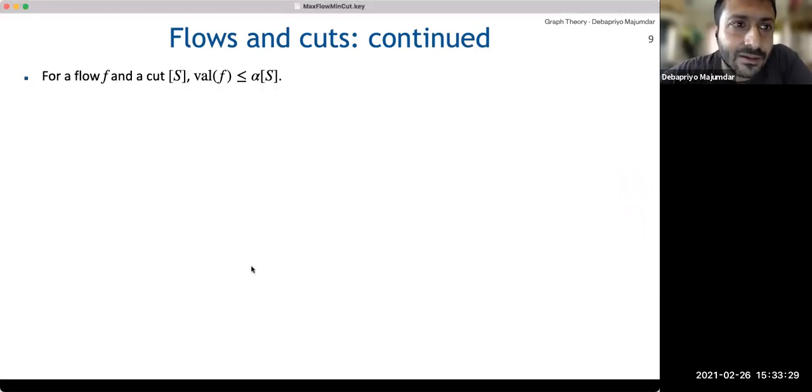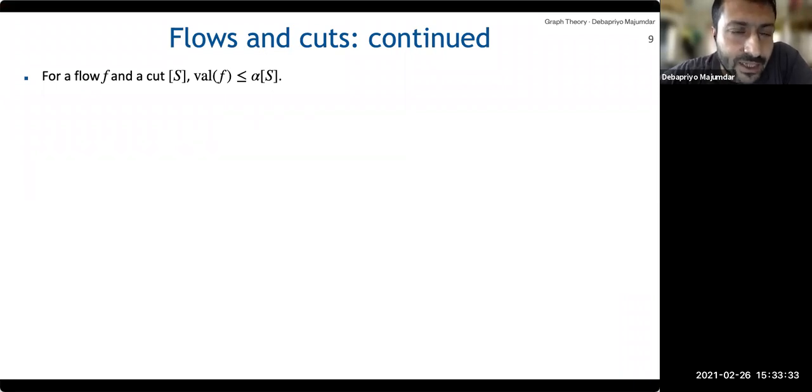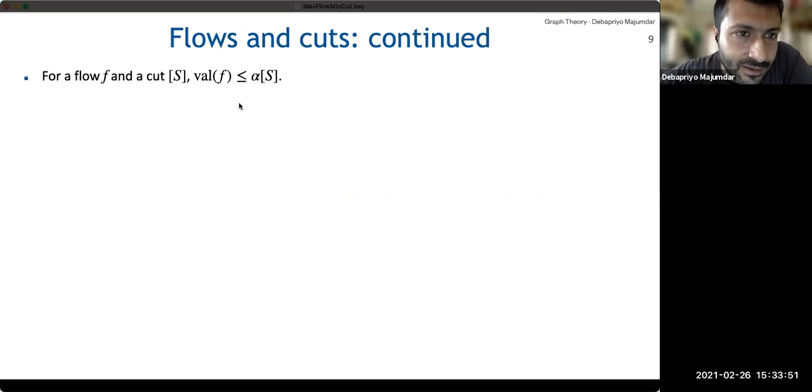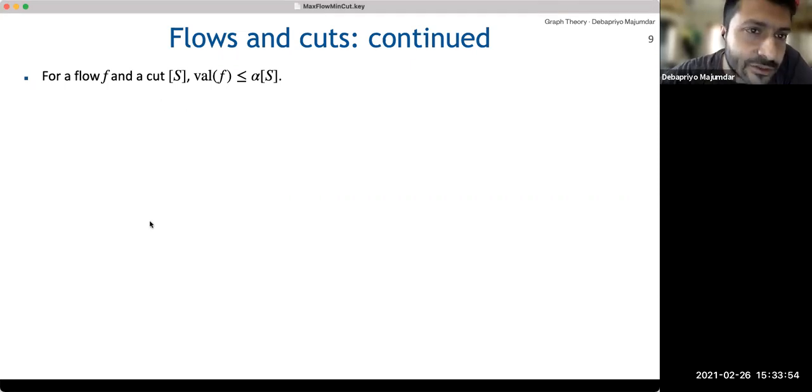Okay, now let's continue some more with flows and cuts. For a flow and a cut, we have to prove this: the value of the flow, that means the amount outgoing from the source, is less than or equal to the capacity of the cut, for any cut. By the way, remember that a cut has a particular property that this set of vertices contains the source. Okay, so what is the proof of this?